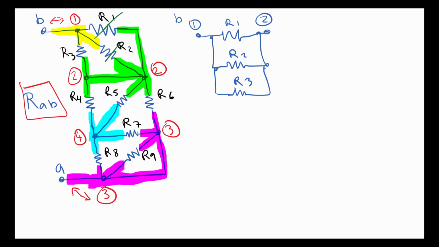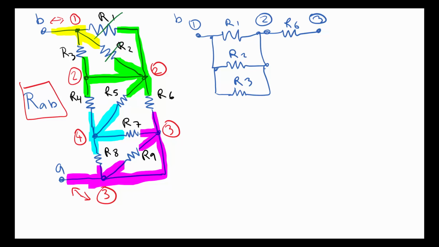Let's go to a different node. Let's go to node 3. Let's identify node 3 here, and let's see what's connected. Between node 2 and node 3 we see an R6. So let us put R6 between there. And we don't see anything else connected between node 2 and node 3. Fair enough. Let's get rid of this line here, and then let's move on to another part of the circuit.